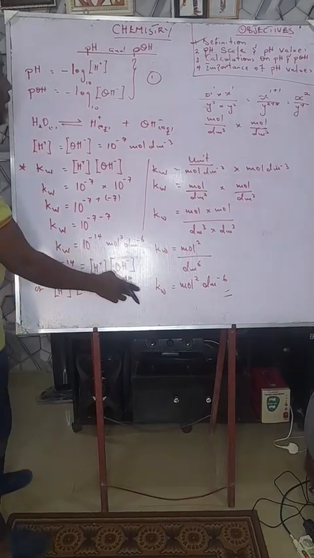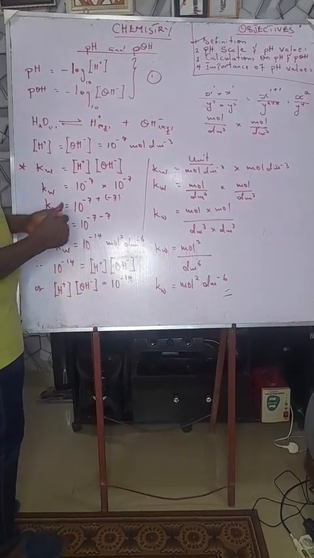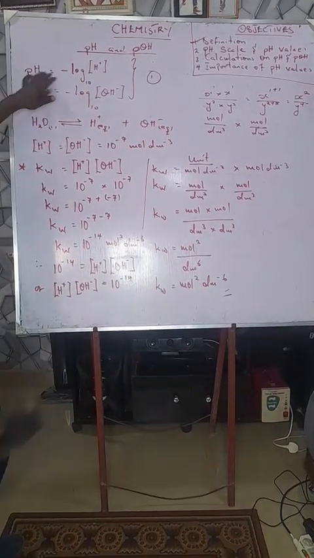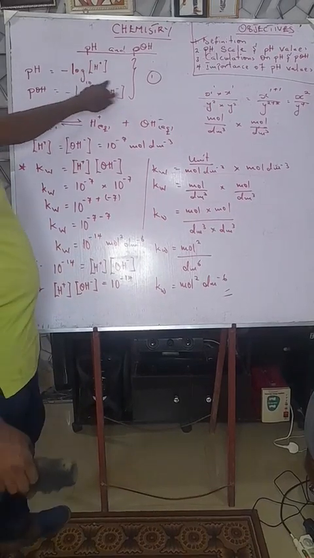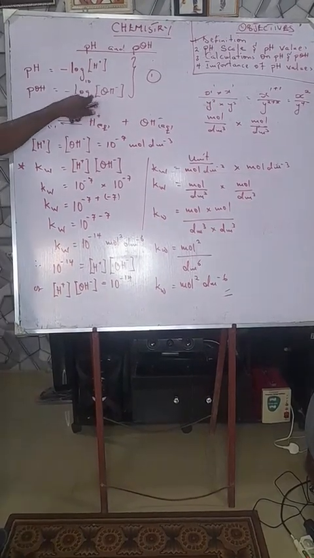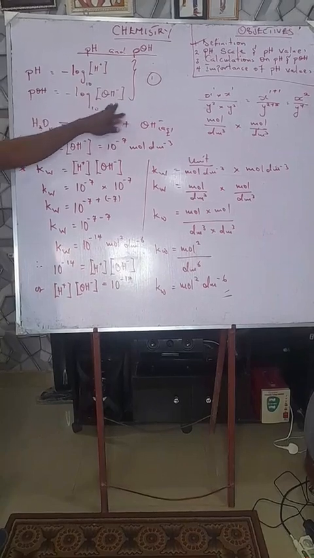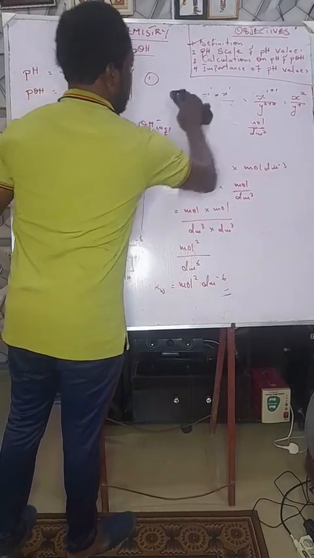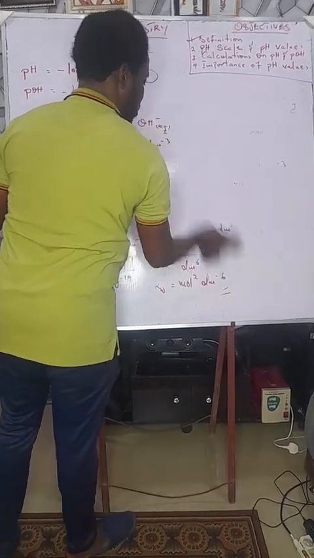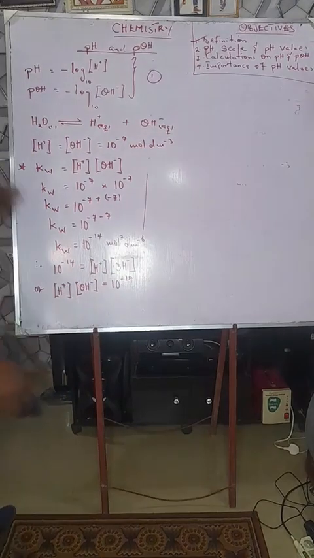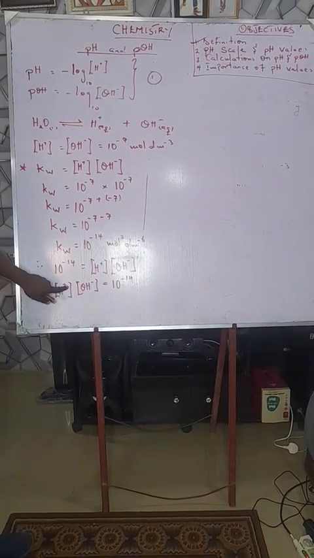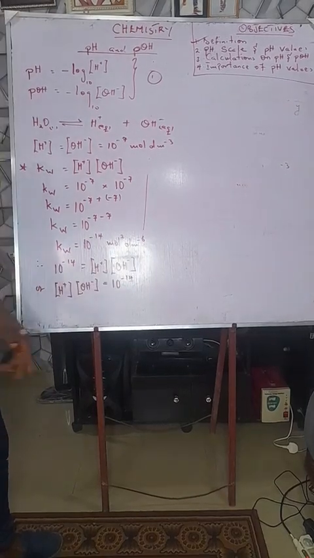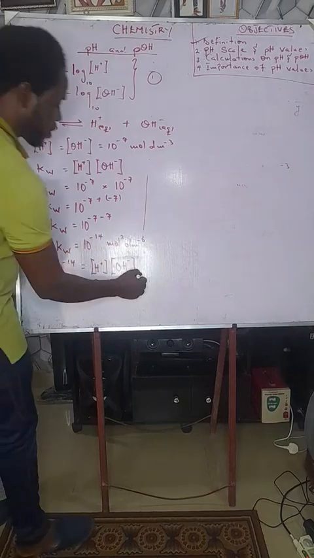So this is another formula. Our first formula is this. pH is equal to negative logarithm of hydrogen ion concentration base 10, while pOH is equal to negative logarithm of OH minus base 10. Now we have another formula. What is the formula? The formula now is concentration of H plus and concentration of OH minus, the same thing, is equal to 10 raised to power minus 14.